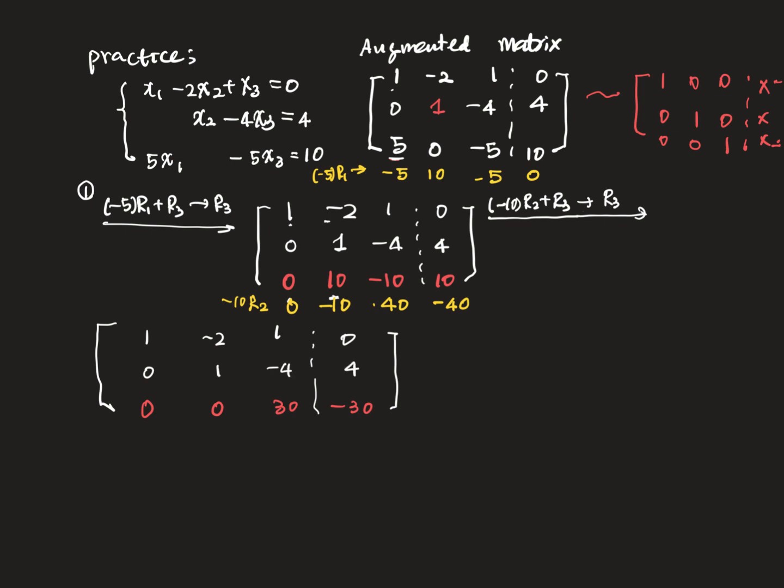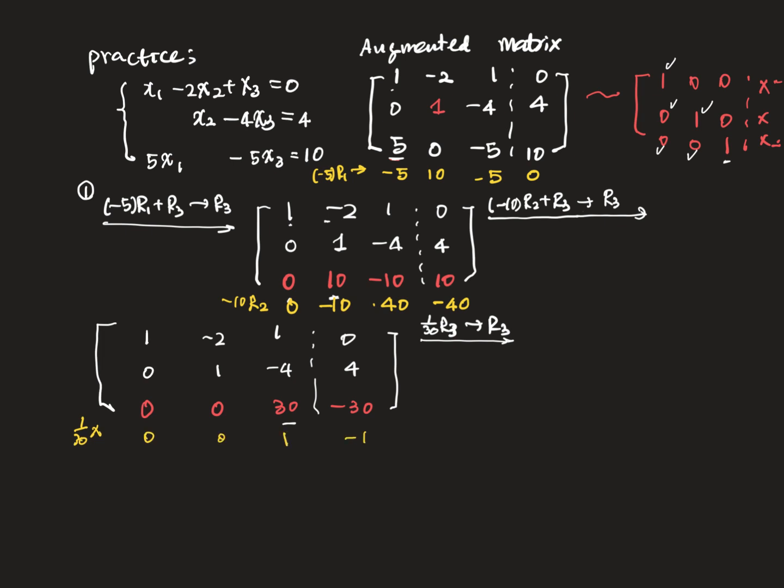Okay, what did we do here? 1 we did, 0 we did. Here is a 0, here is 1, here is a 0. This should be 1, right? So this guy should be 1. So how can we do that? So you're gonna times 1/30 R3, go to R3, or divide by 30, right? So you get 0, 0, 1, negative 1, right?